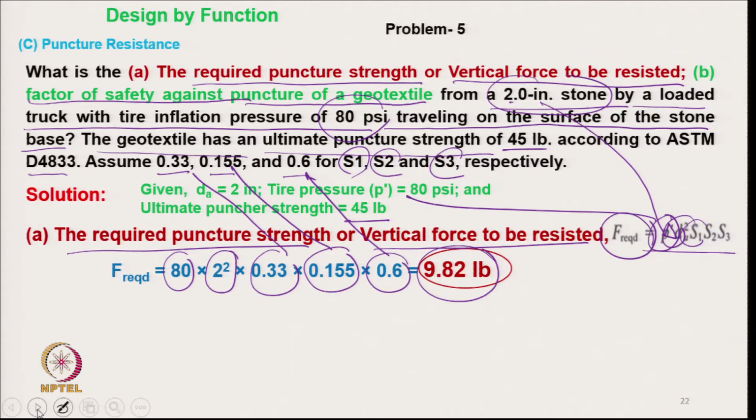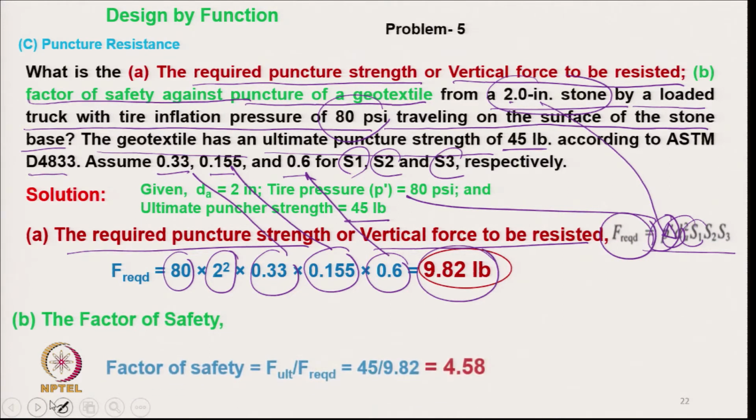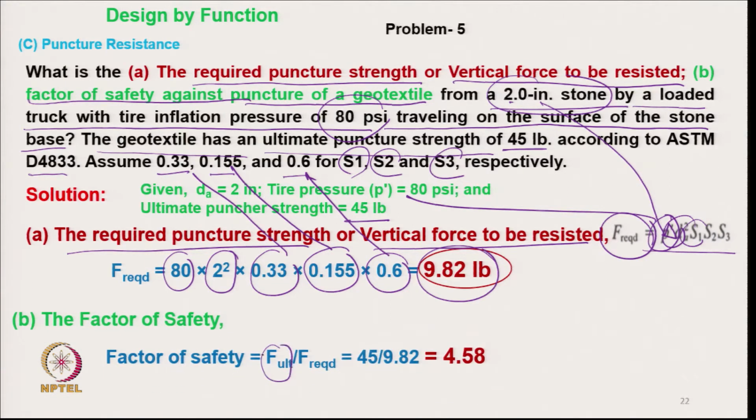Now, coming to the factor of safety. Here the factor of safety is nothing but the ultimate puncture strength divided by the required puncture strength. The ultimate puncture strength is given as 45, and the required we have calculated as 9.82. So, effectively the factor of safety we get here is 4.58.